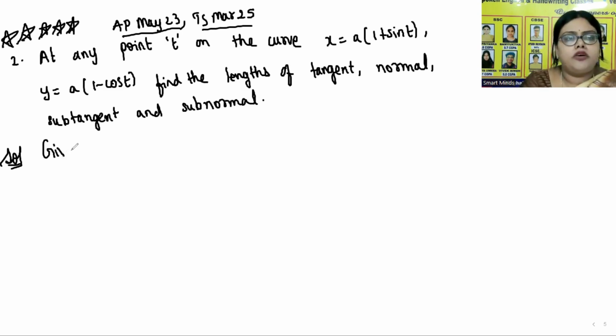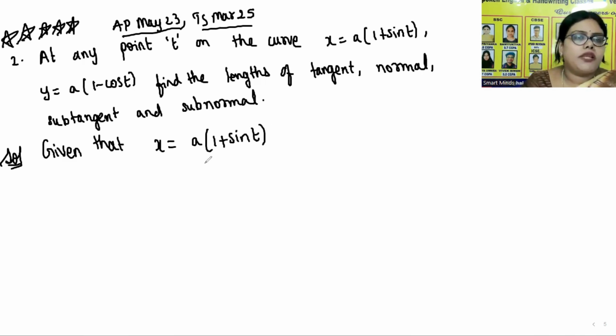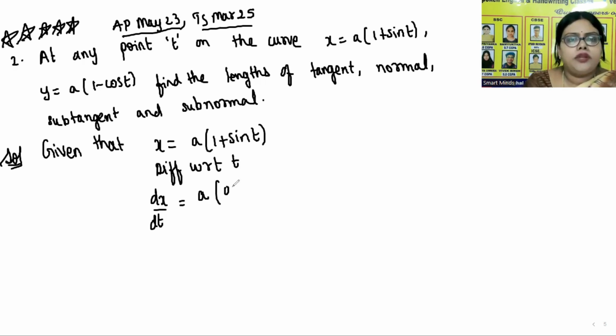So first let us write down what are the given equations. So what are given to us? X is equal to a into 1 plus sin t. One after the other we will take. Okay, first we will differentiate this equation. Differentiating with respect to t. See here, we are not differentiating with respect to x. We are differentiating with respect to t. So dx by dt we will get on the left hand side. A is a constant, we are writing aside, and derivative of 1 is 0 and sin t derivative is cos t. So this is a cos t.